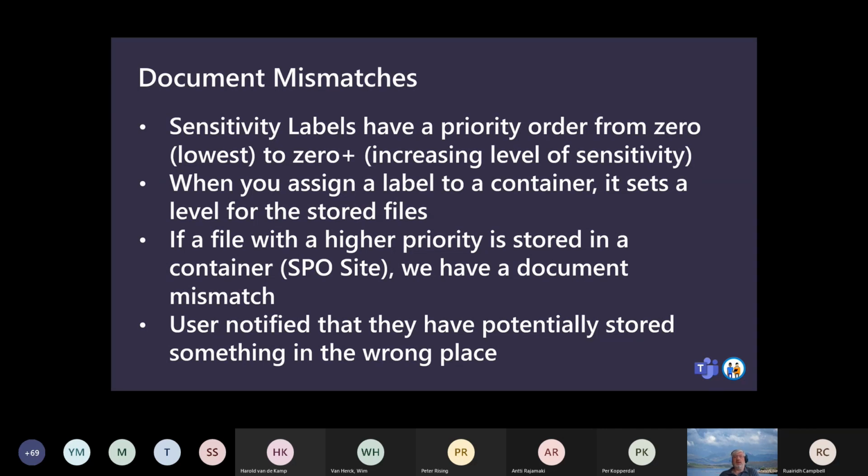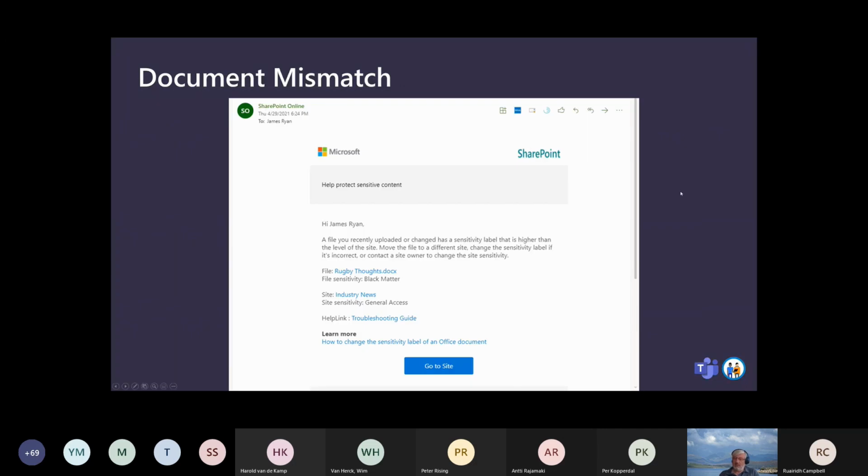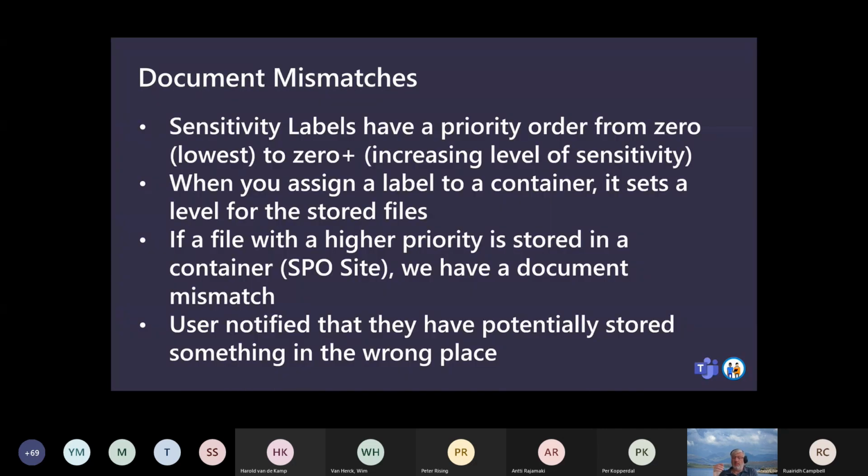When you assign a label to a container, it sets a label for the stored file. So let's say you have a label called general access, and the general access label is priority number 6 in the set. Now I come along and I upload a document to the SharePoint site for the group, for the team, and the document has a different label, a higher priority label.